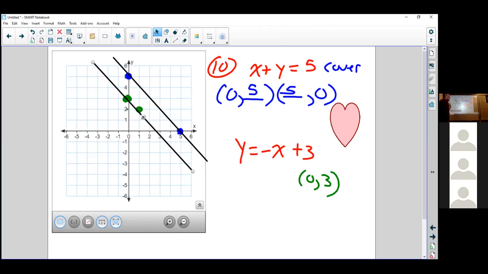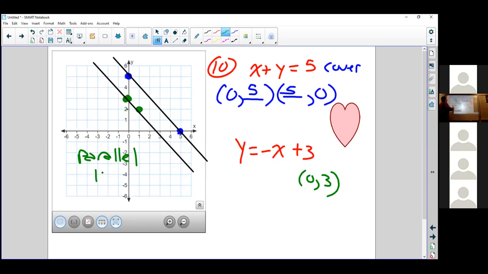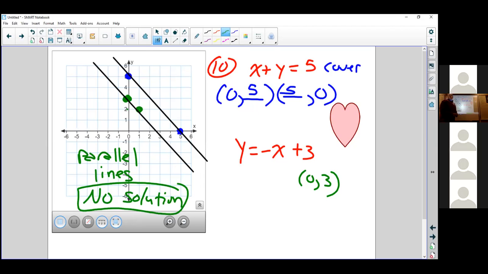Those lines appear to be parallel to each other. Do you agree? Yeah. So these are parallel lines, so we have no solution, because they won't cross each other. Does that make sense, my friends? Great question.